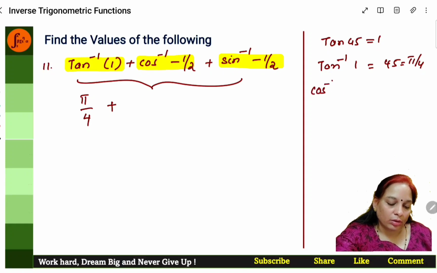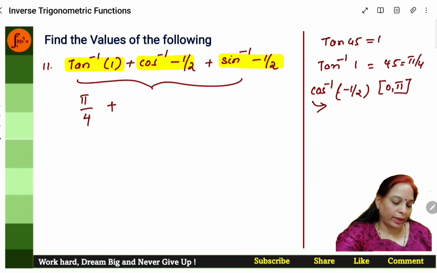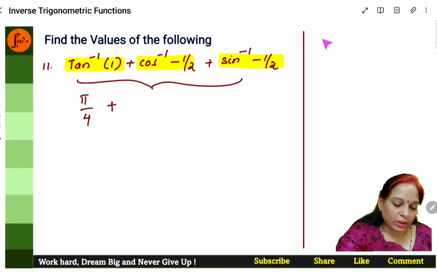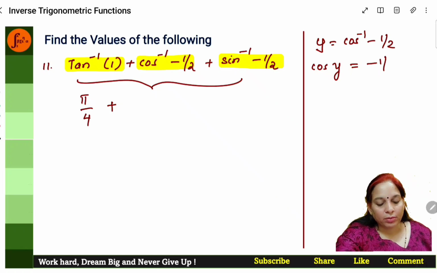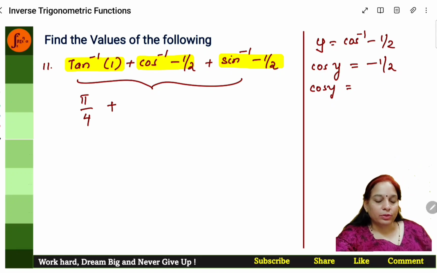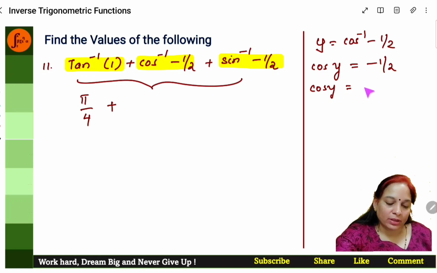Now, cos inverse of minus half. Notice it's a negative value, and cos inverse cannot have negative values, right? Because the range is between 0 to pi. So we'll say y is equal to cos inverse of minus half, which means cos y is equal to minus half. So half is nothing but cos 60, right? Cos 60 is half, that is pi by 3.